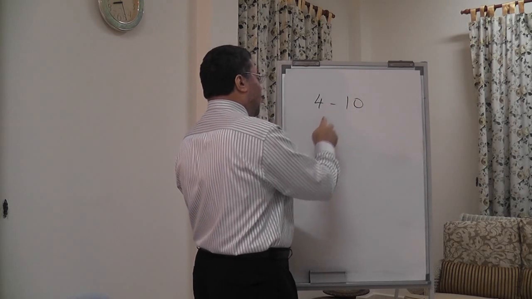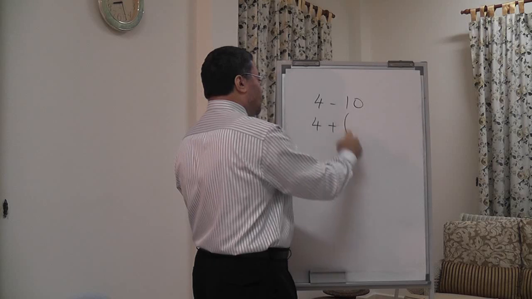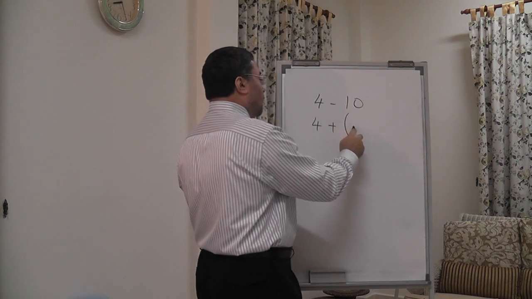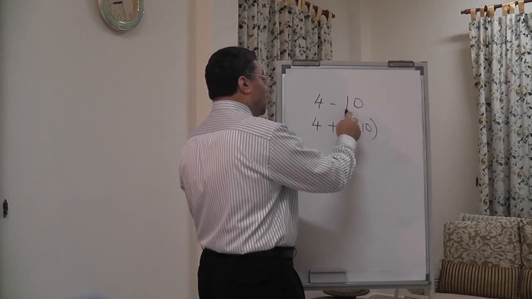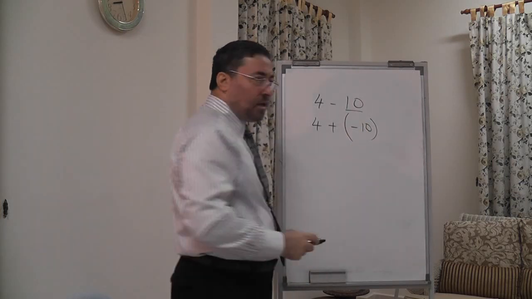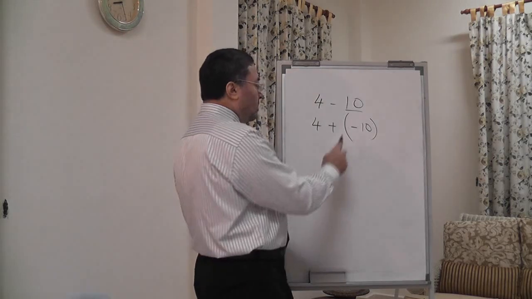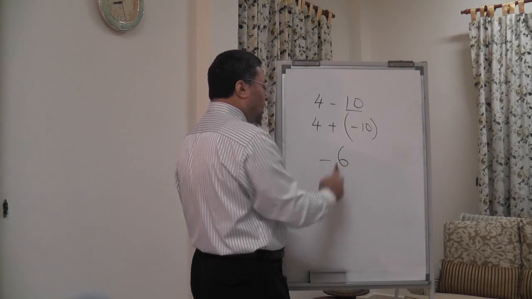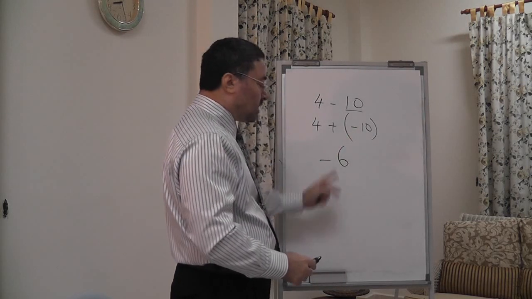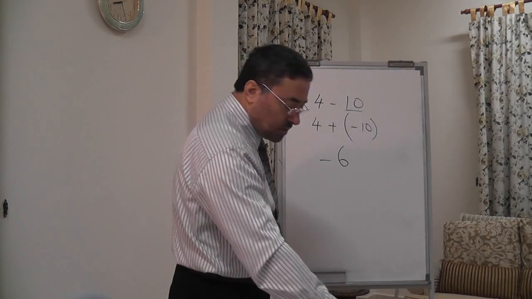minus 10. Again, I change this to a plus sign, and inside it will be a minus 10, the opposite of 10. Now, when I add these two numbers and they have different signs, then I will get their difference, and that's 6, and the sign of the larger will be next to the difference.